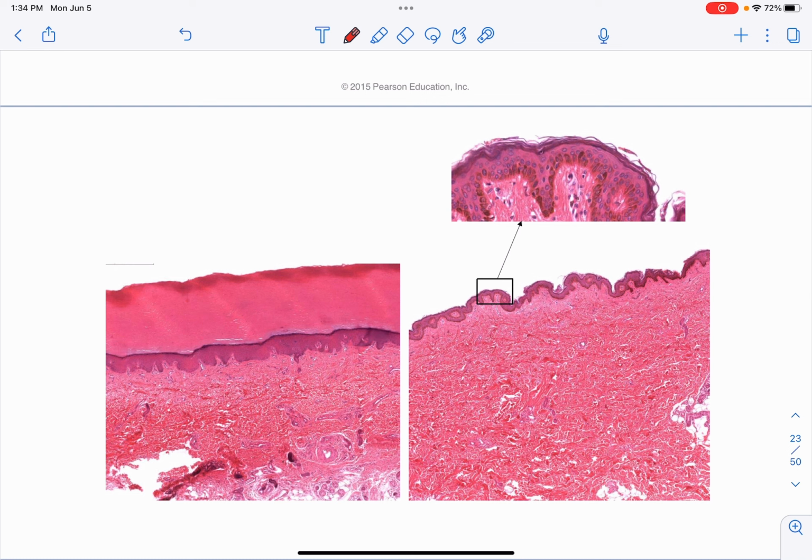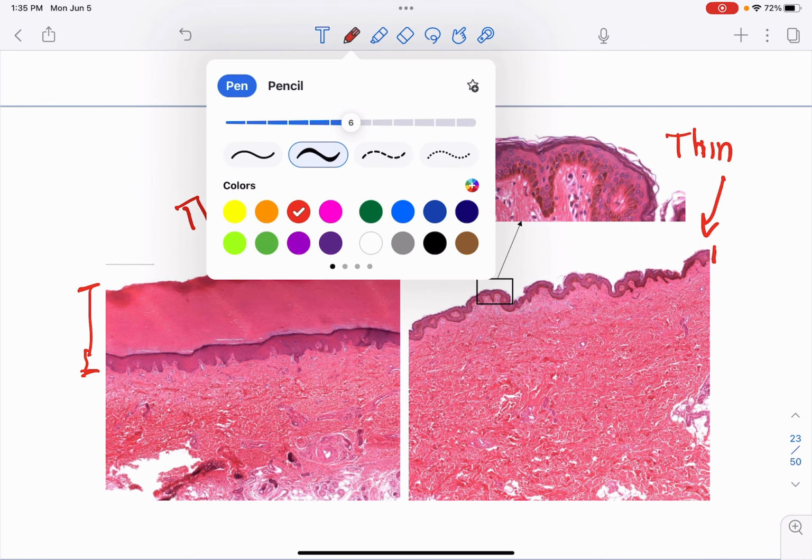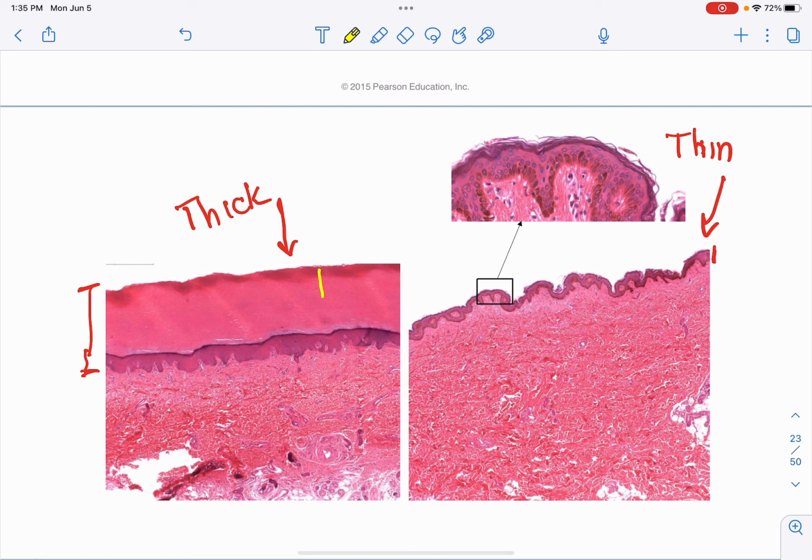So this is an image here. This is thick skin. This is thin skin. These are the same magnification, okay? So you can see that in the thick skin image, the epidermis is quite large compared to the epidermis of thin skin, okay? It goes about from here to here. Let me change my color so you can see it a little better. So it's all the way here.